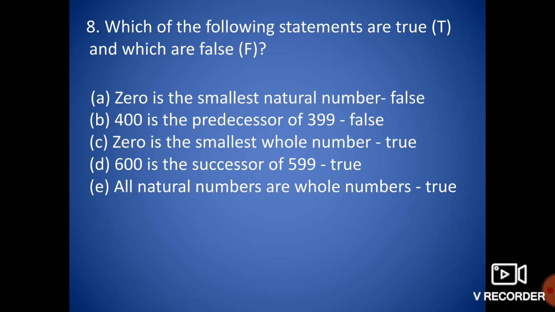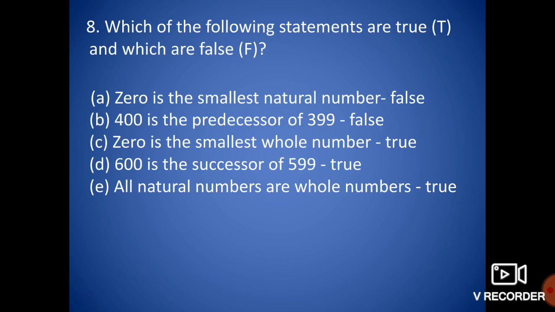Next, second problem, we have 400 is the predecessor of 399. Is it true or false? It is false because predecessor means subtracting 1. So 399 minus 1 is 398. Next, third, we have 0 is the smallest whole number. It is true because whole number starts from 0. Next, 600 is the successor of 599. It is correct because successor means adding 1. So 599 plus 1 is 600. So the statement is true.